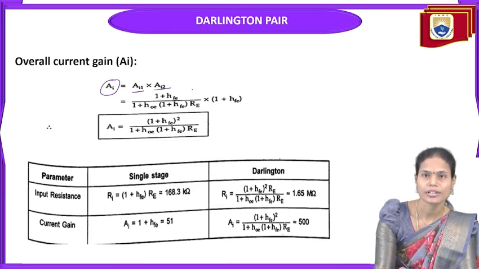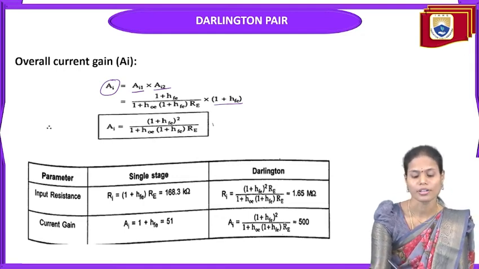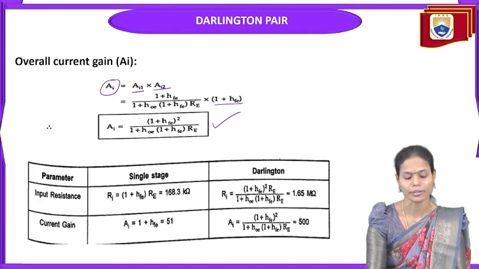So first stage current gain we got as 1 plus HFE by 1 plus HOE into 1 plus HFE into RE. And the second stage current gain is 1 plus HFE. So again it is (1 plus HFE) whole square divided by 1 plus HOE into 1 plus HFE into RE. So this is the final overall current gain of the Darlington pair.